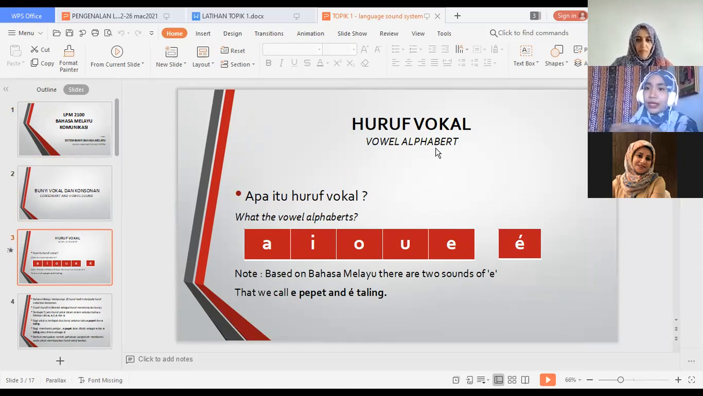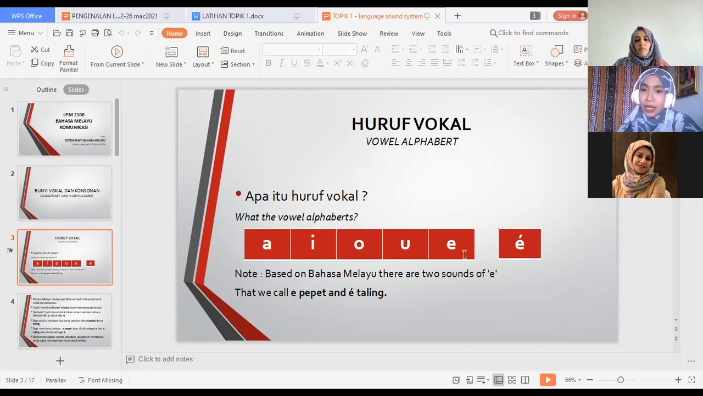They have vowels and consonants. So what are the vowel alphabets? Vowel alphabets like A, I, O, U, E. Same as in English, but the sound is different. Why do I say different?